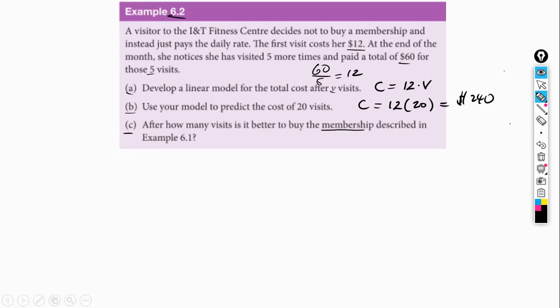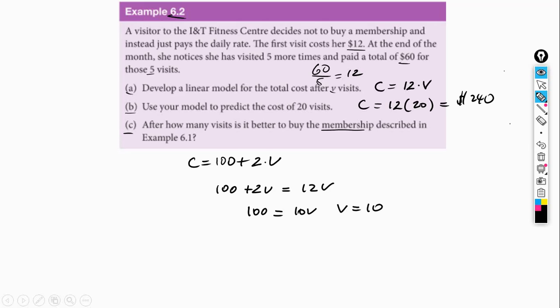So in example 6.1, the model was C equals 100 plus 2 times V. So we need to compare it with this model. Basically, we equate them. So 100 plus 2V is equal to 12V, and we solve for the number of visits that would tell us when they are the same. And notice that this is simply going to be 100 is equal to 10V. So that means that V is equal to 10. So after 10 visits, it's probably going to be better to use the previous model, the membership model.